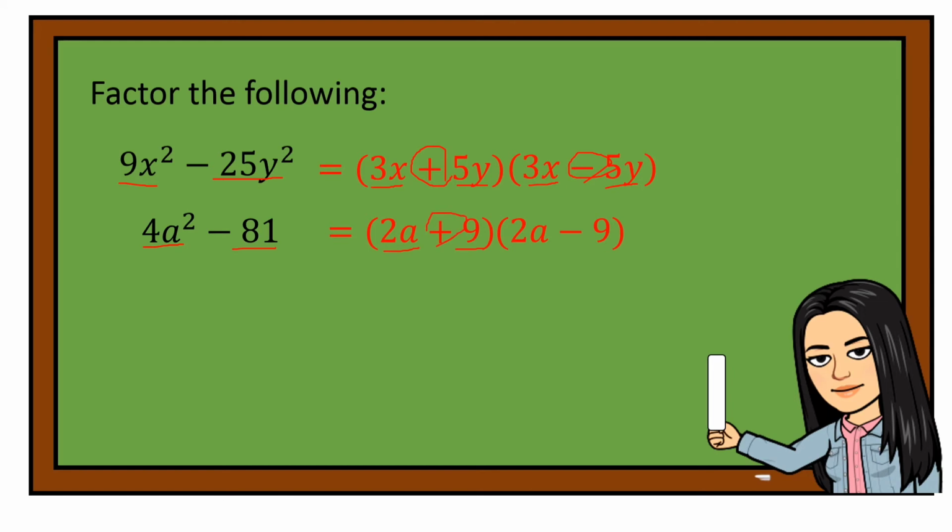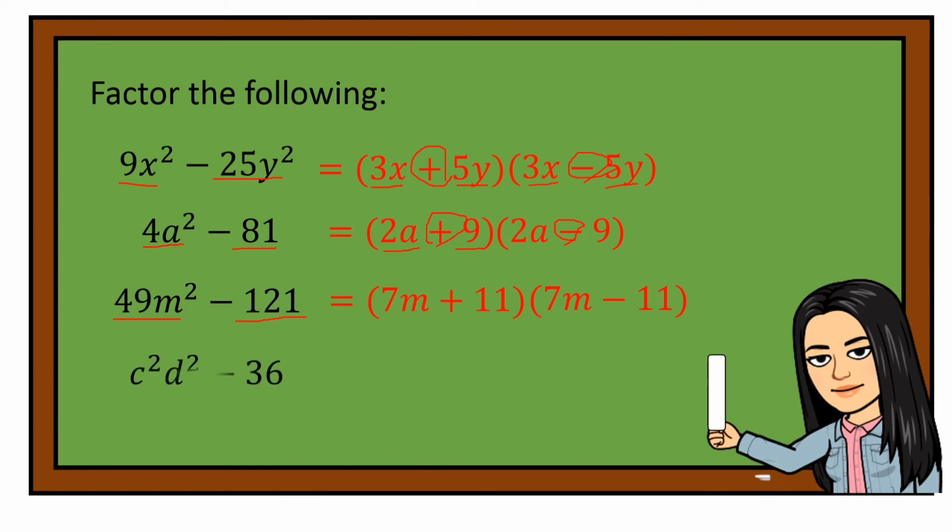Another example, 49m squared minus 121. What is the square root of 49m squared? So that is equal to 7m. The square root of 121 is equal to 11. So our factors, the quantity 7m plus 11 times the quantity 7m minus 11. Okay, last example. Factor c squared d squared minus 36. So that is equal to cd plus 6 times cd minus 6.